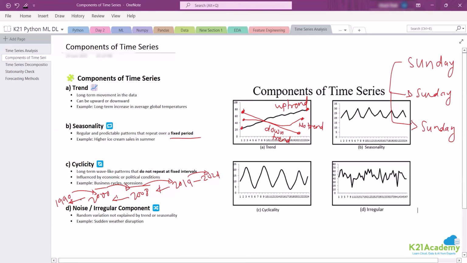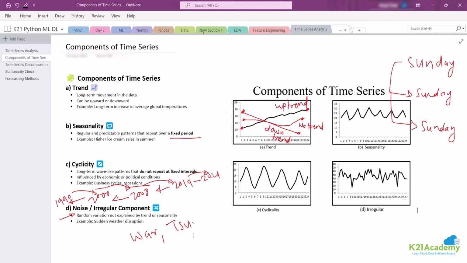Now the next component of the time series is the noise or the irregularity, or you can say the random variation. If there is a random variation which cannot be explained by the trend or the seasonality, that comes under irregularity. The wars that are happening, a tsunami, an earthquake, or a sudden weather disruption: if these kinds of events are happening, that comes under the irregularity.